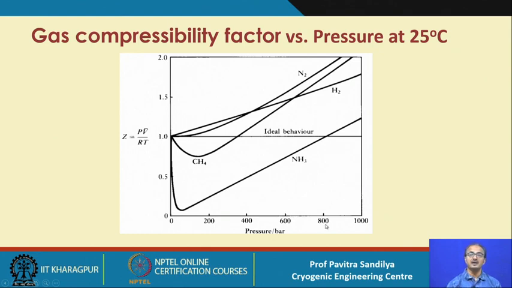So we find that a gas would behave ideally at higher temperature and lower pressure. As we increase the pressure at a given temperature, it will go towards non-ideality. Similarly, if we reduce the temperature at a given pressure, again it will go towards non-ideality.